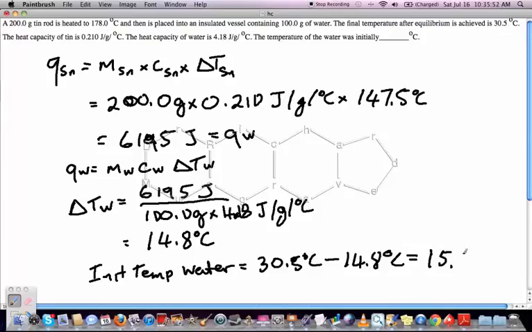So that was the initial temperature of the water, and that makes sense. It went up by 14.8 degrees to become the equilibrium temperature that we observed in the problem. And again, with the significant figures, you can see we've got 1 decimal place and 1 decimal place, which is going to come out to 1 decimal place.